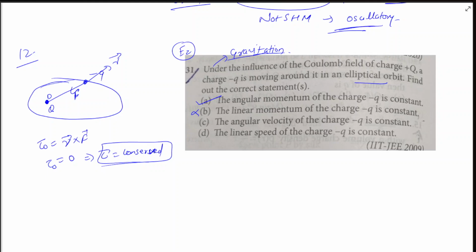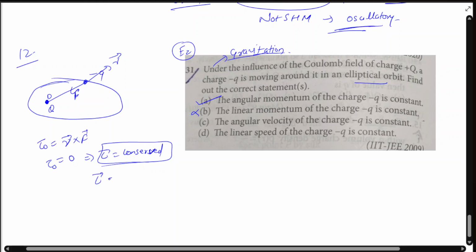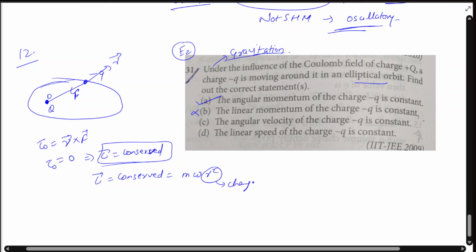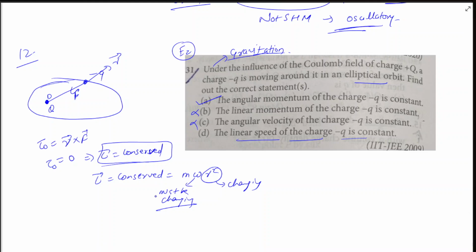Angular velocity is constant. So if L is conserved, that means m omega r square is constant. But r is changing, then omega must be changing. So this is wrong. Linear speed of minus q is constant. This is, I think, correct.